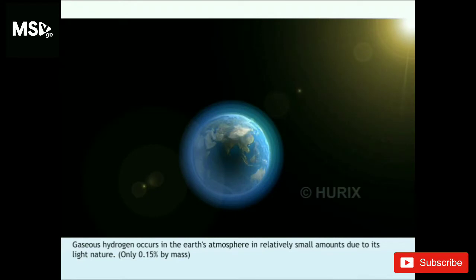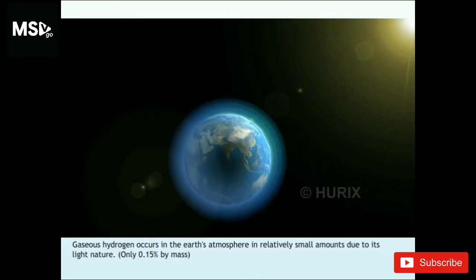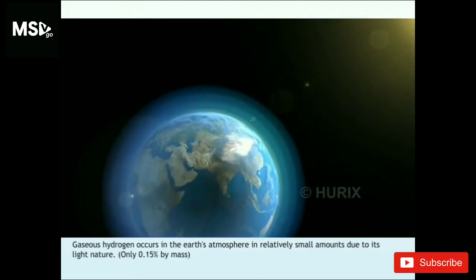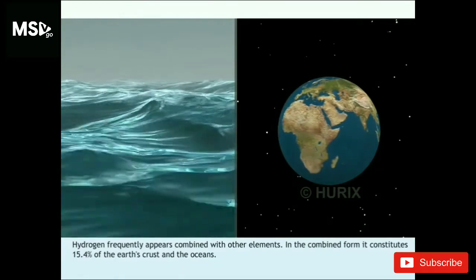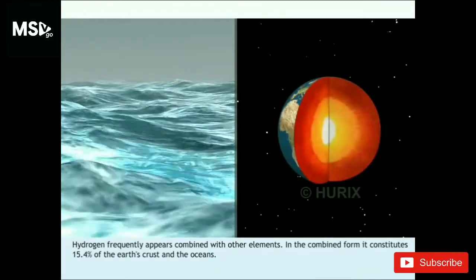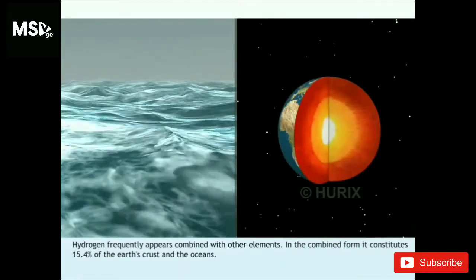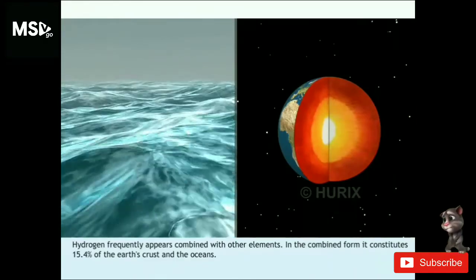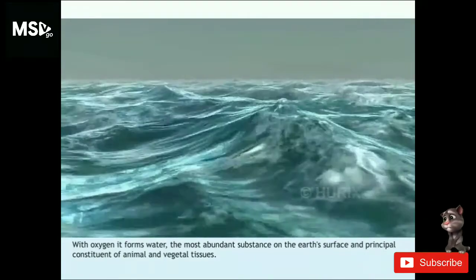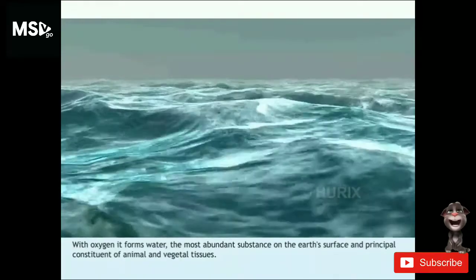Gaseous hydrogen occurs in the Earth's atmosphere in relatively small amounts due to its light nature, only 0.15% by mass. Hydrogen frequently appears combined with other elements. In the combined form, it constitutes 15.4% of the Earth's crust and the oceans. With oxygen, it forms water, the most abundant substance under Earth's surface and principal constituent of animal and vegetable tissues.